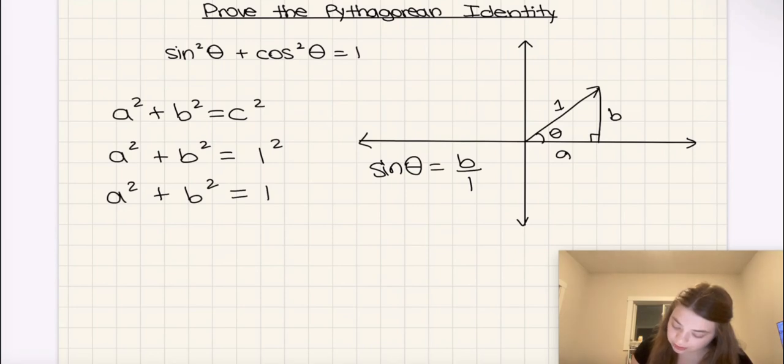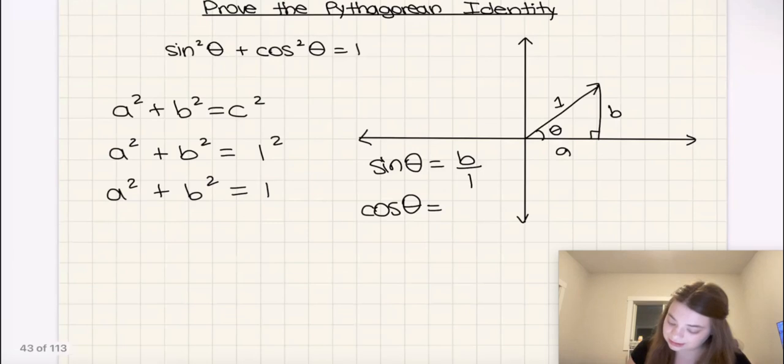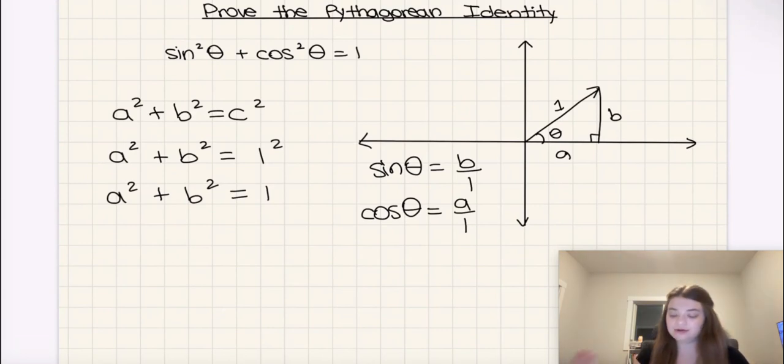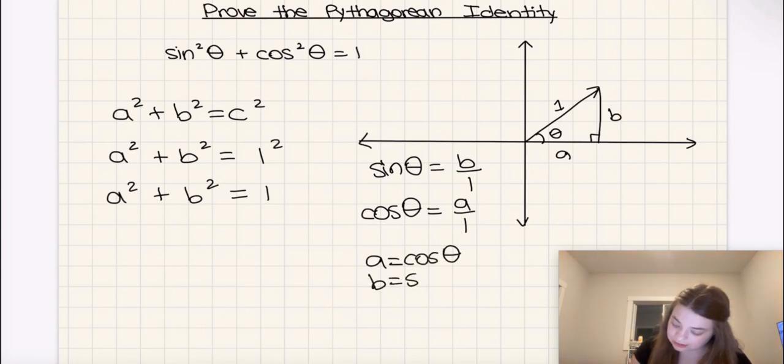And then also for cosine theta, we know that's going to be the adjacent over hypotenuse, which in this case, the adjacent would be a, and hypotenuse is still 1, so a over 1. And so that tells us, therefore, if we just disregard the over 1 because that doesn't actually do anything here, we get that a is equal to cos theta, and b is equal to sine theta.